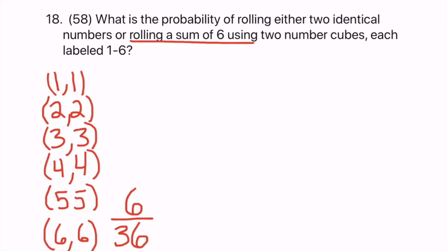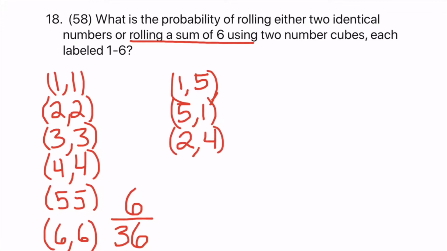So I always like to start with 1. What if we first rolled the number 1? We would have to roll a 5 on the second cube in order to get a sum of 6. And then I flip that. You could also roll a 5 first and then a 1. Now let's move on to 2. If I rolled a 2 first, I would have to get a 4. And then again, flip those. And then 3, I would have to get another 3. And then we can't go back there because then we just go right back to the 4.